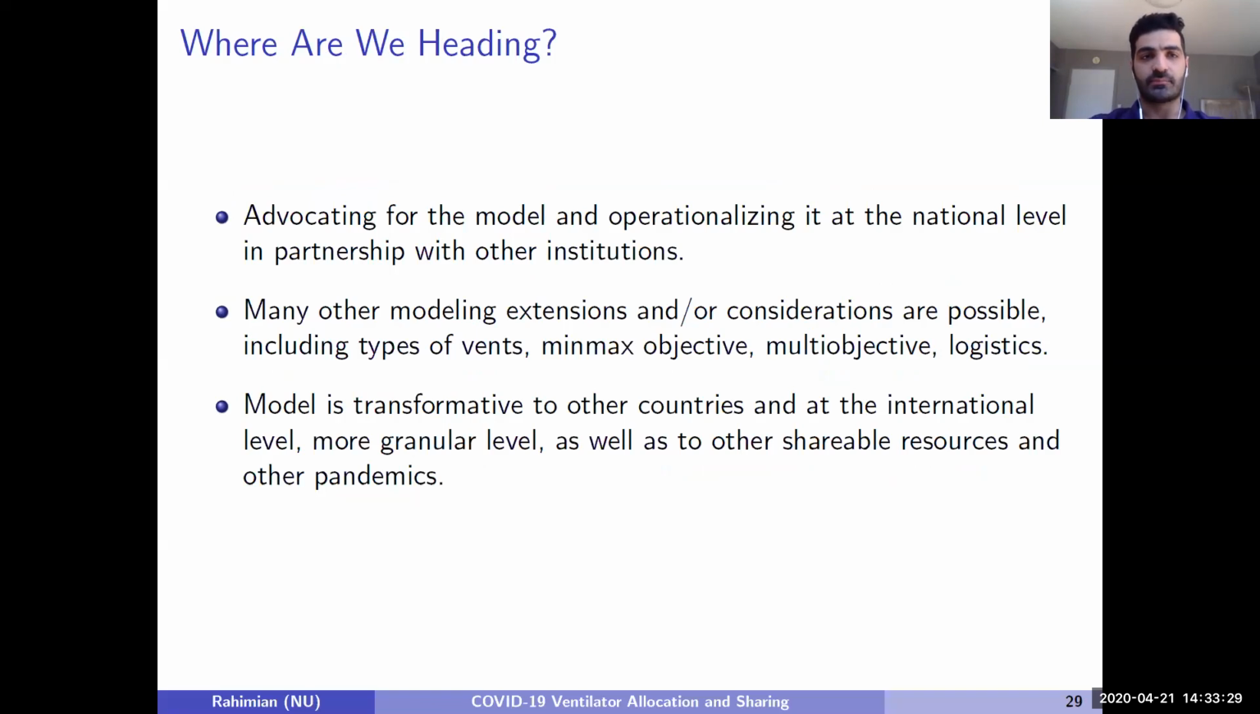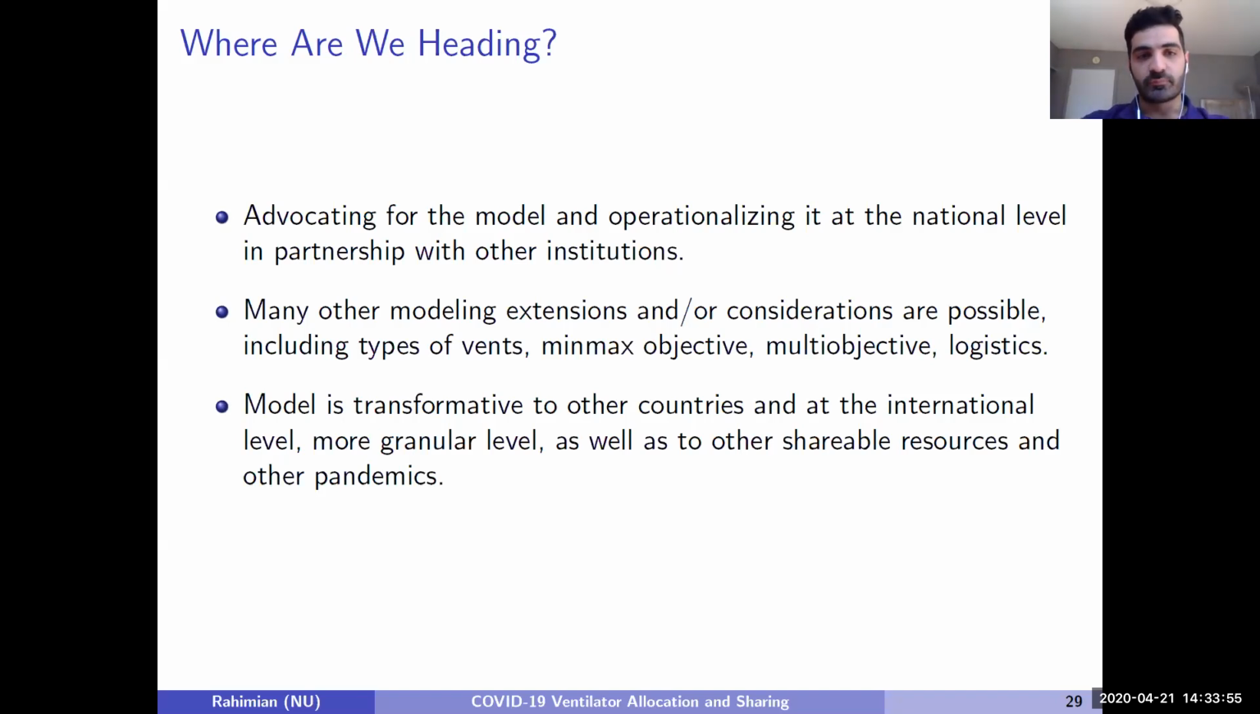We are at this time advocating for our model and trying to operationalize it at the national level in partnership with other institutions. We are considering extensions to the model and some other considerations that can be taken into account, including considering different types of ventilators, considering different objective functions, and also taking into account logistical issues.